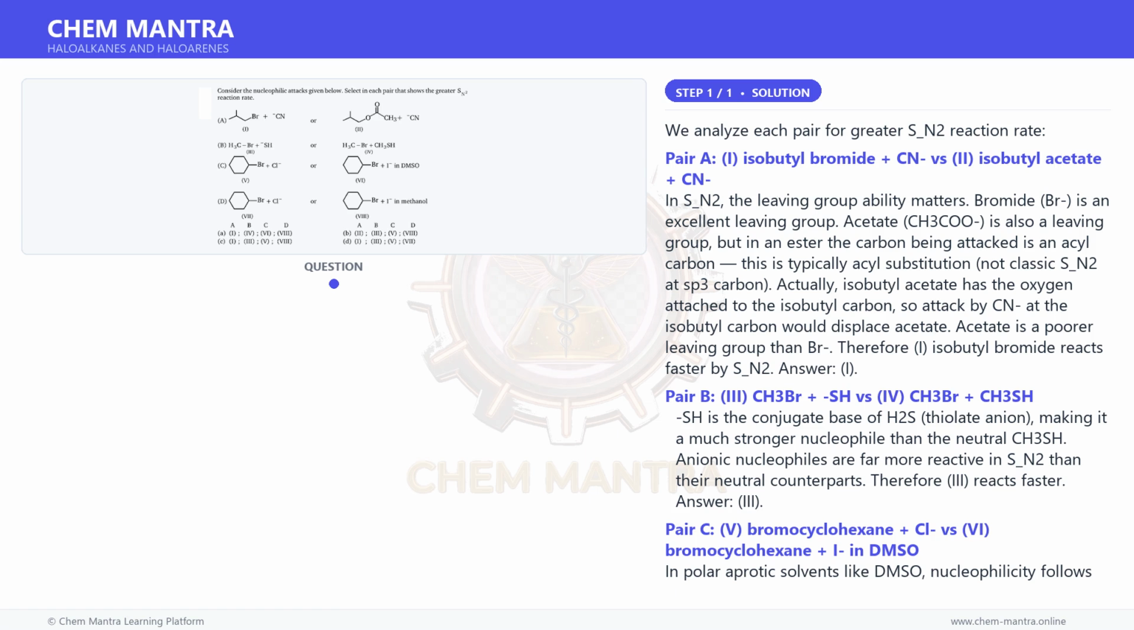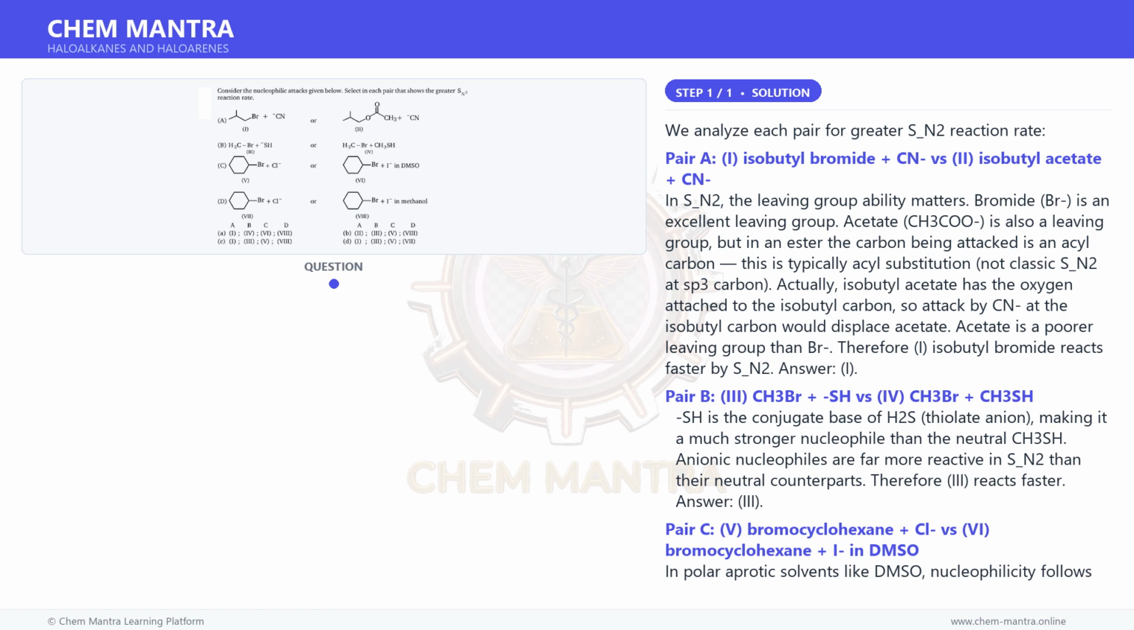Pair A, isobutyl bromide plus CN- versus isobutyl acetate plus CN-. In SN2, the leaving group ability matters. Bromide, Br-, is an excellent leaving group. Acetate, CH3COO-, is also a leaving group, but in an ester the carbon being attacked is an acyl carbon. This is typically acyl substitution, not classic SN2 at sp3 carbon.